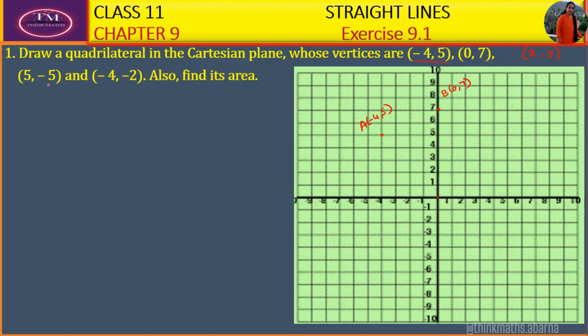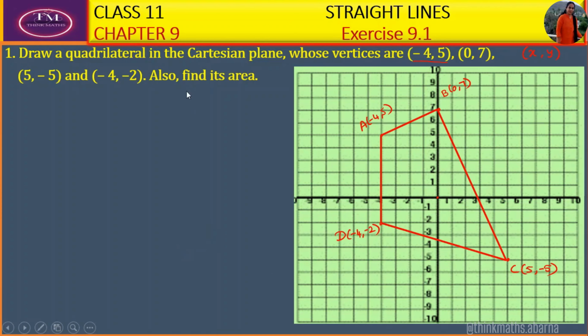Next, 5 comma minus 5. So x is 5 and y value is minus 5. This is C, (5, minus 5). Last one, D, is minus 4 comma minus 2. So x is minus 4 and y is minus 2. So D is (minus 4, minus 2). Let us join all these coordinates. Now we have a quadrilateral ABCD.